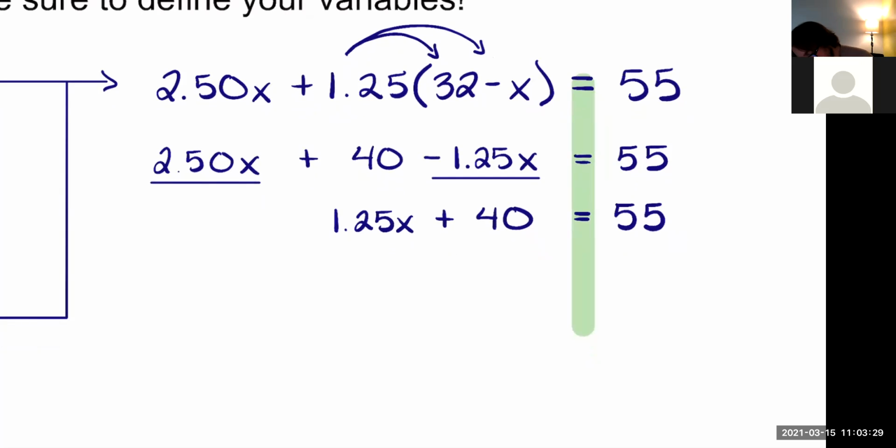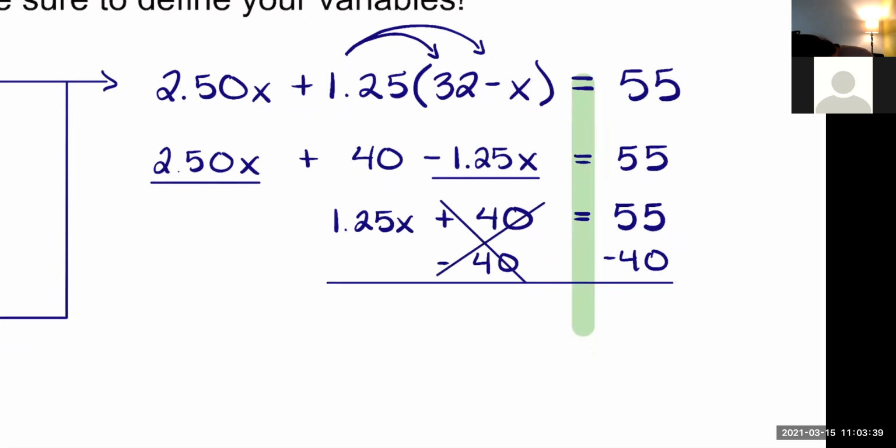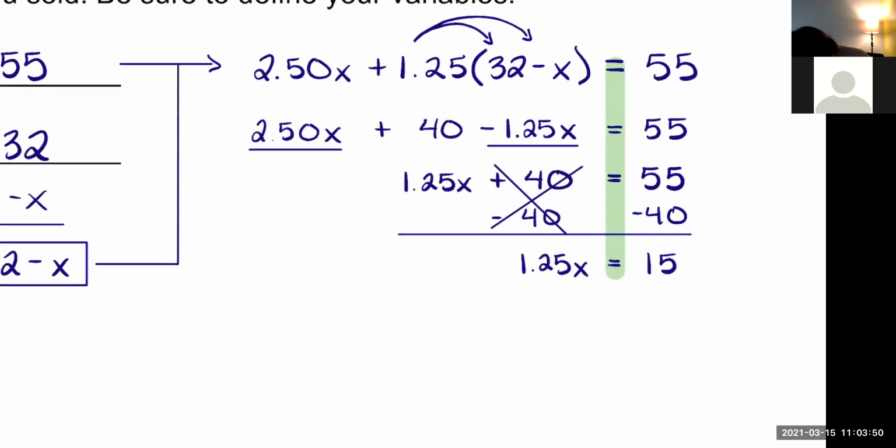What would you do next? Minus the 40 from both sides. So 40 minus 40 is gone on the left, leaving me with 1.25X equals 55 minus 40, which is 15. And then how would you finish solving this? Divide by the 1.25. Don't leave out that decimal, that will affect your division. You get 12. X equals 12.